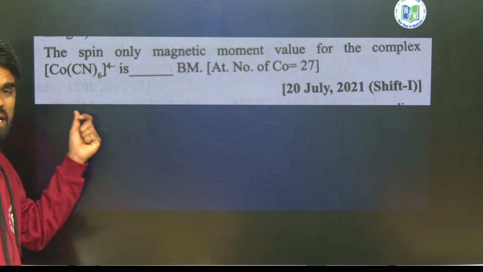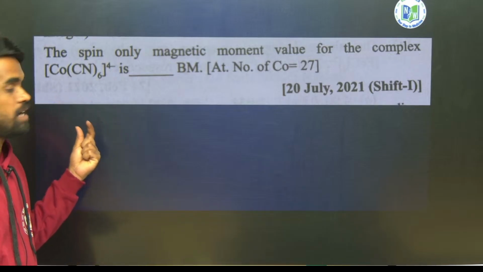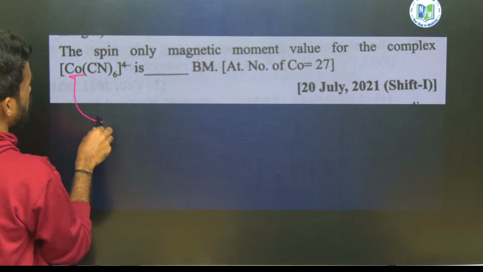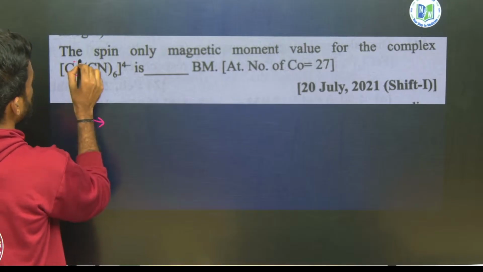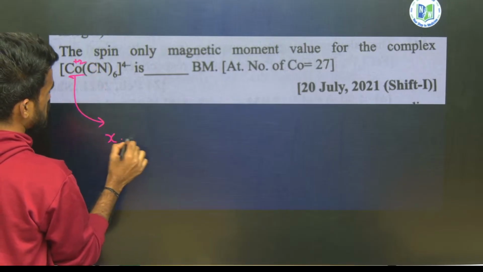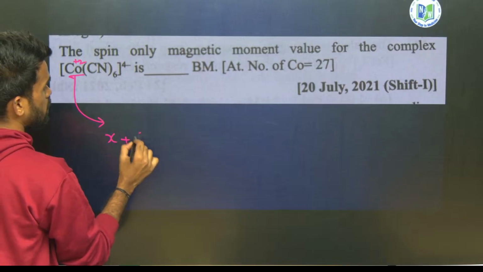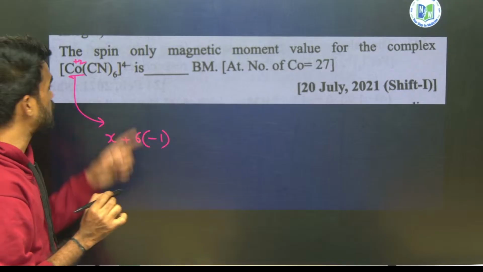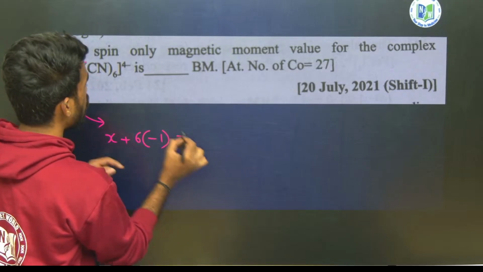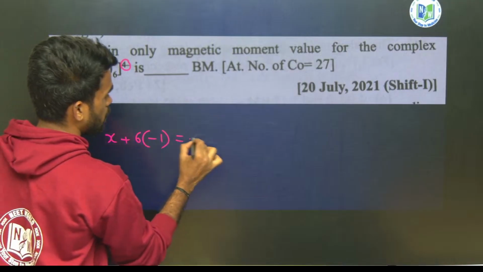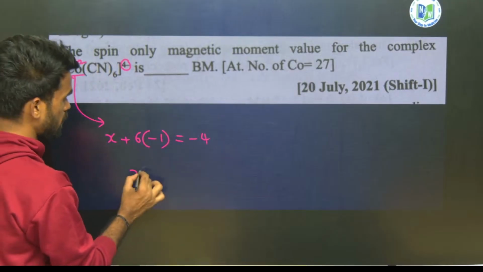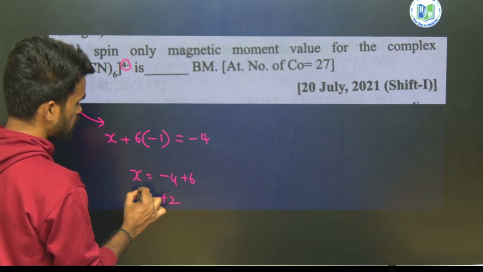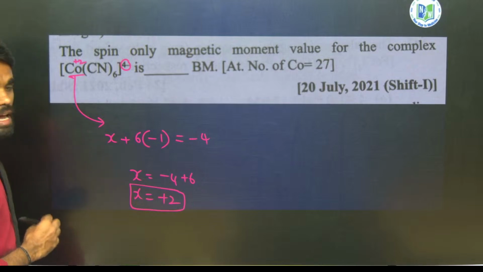First take the complex and find the oxidation state of the central metal atom. So cobalt here has +2 oxidation state. How am I saying +2? Consider the cobalt oxidation state as X, that value we need to find. 6 cyanide ions are there, each one having -1 charge. It's a monodentate ligand, cyanide ion, so -1. And what is the overall charge over the bracket here? -4. Take it as equal to -4. So X will be -4 plus 6. So the oxidation state of cobalt in this complex is +2. Like this we need to calculate.